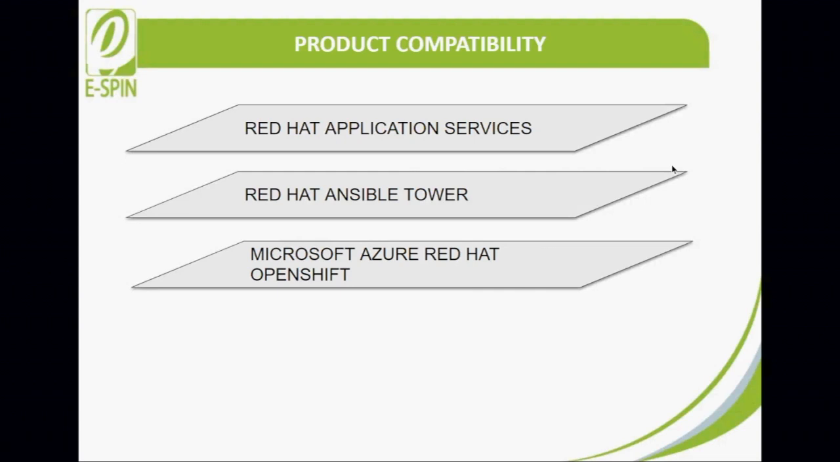Next is Microsoft Azure Red Hat OpenShift. It is a fully managed Red Hat OpenShift offering on the Azure cloud computing service. Azure Red Hat OpenShift is jointly engineered, operated, and supported by Microsoft and Red Hat. Let's deploy your business-critical application with confidence and scale on demand while ensuring regulatory compliance across all environments.